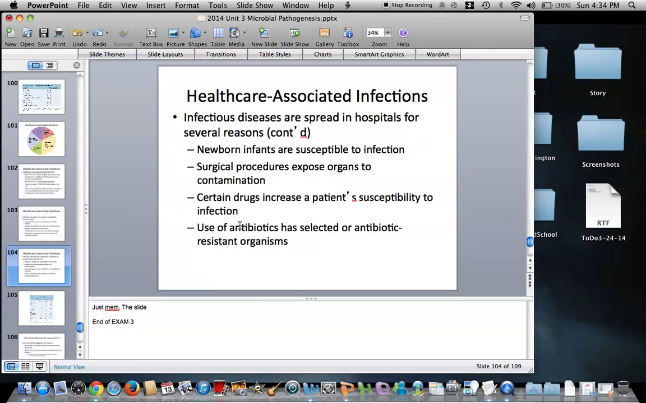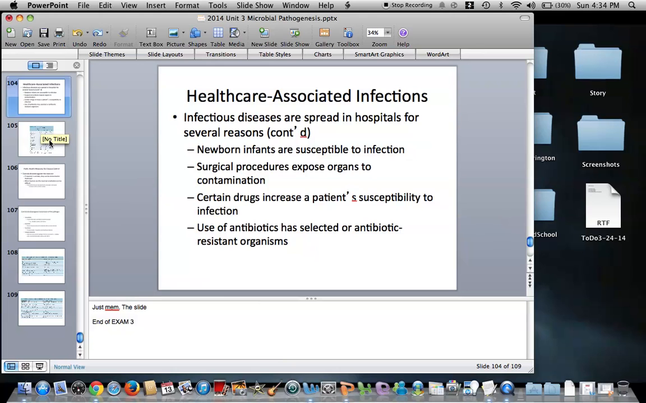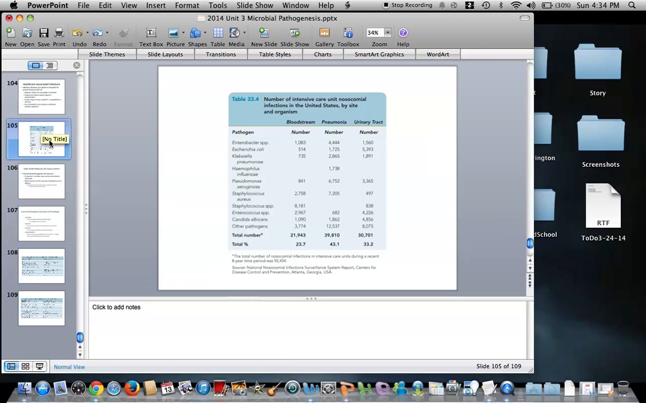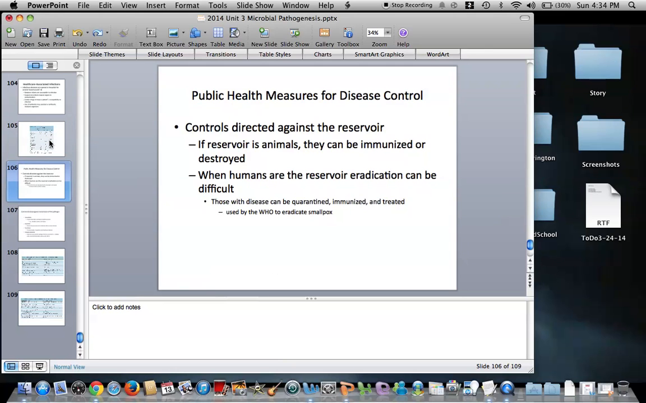Use of antibiotics selects for antibiotic-resistant organisms. So just the sheer amount of antibiotics used in a hospital probably creates some of these strains. This is just about nosocomial infections.